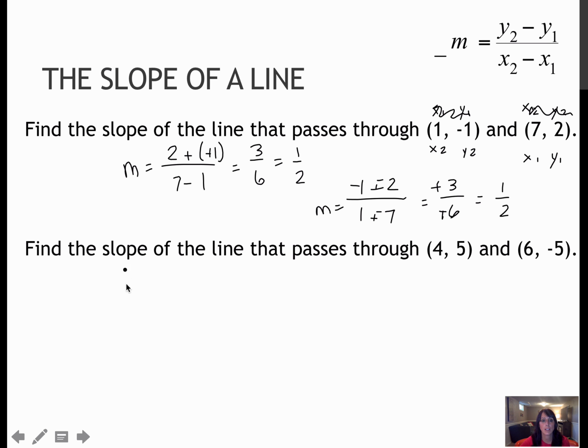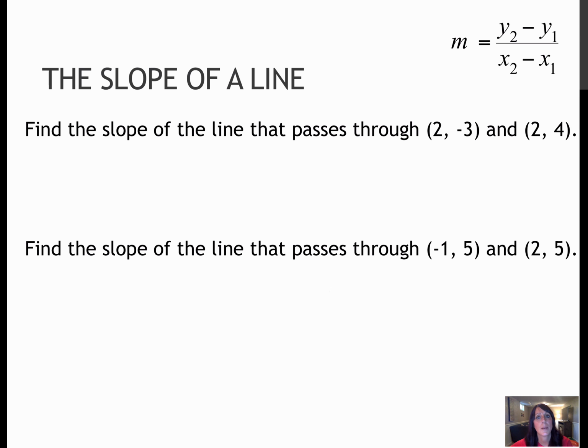Let's try this next one. I've got my slope of negative 5 minus 5 over 6 minus 4, which gives me negative 10 over 2, which gives me negative 5. If you want to leave that negative 5 over 1, you can. As we use slope moving forward, you will want it as a fraction, but for now, negative 5 is perfect. A couple of the special case items will happen here.